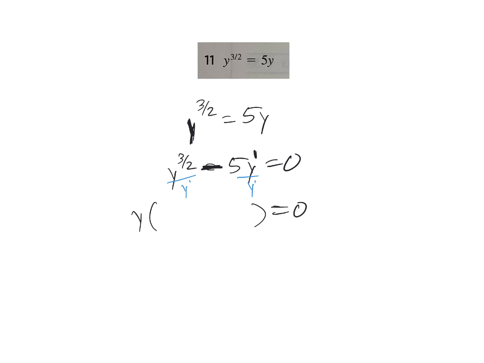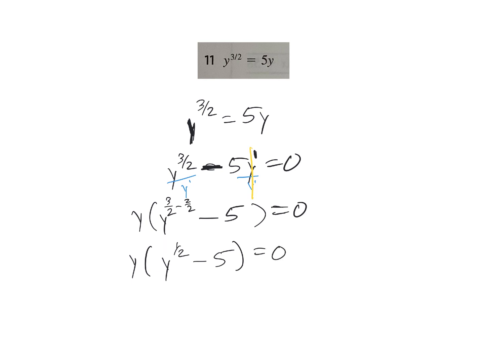Everybody can divide. All right, so what's 3 halves minus 1? All right, so let me write it down so you can see it. 3 halves minus 1 is the same thing as 2 over 2. I needed a common denominator to subtract fractions. That's why I did that. And the y's reduce out, leaving just a 5 here. All right, so we have a y on the outside. We have a y to the 1 half. 3 minus 2 is 1.